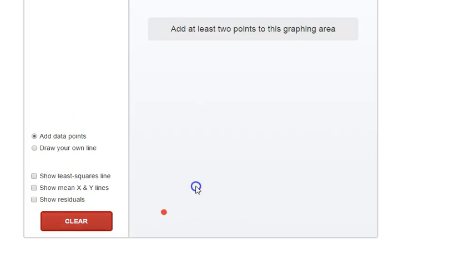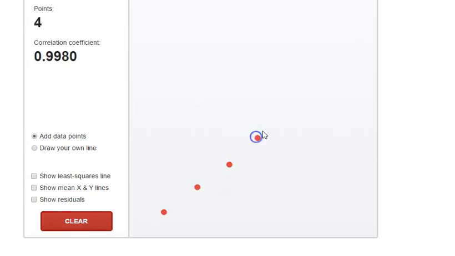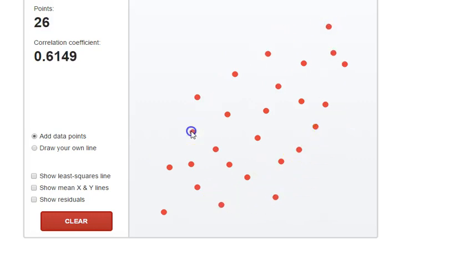So here, notice, this would be a perfect, perfectly strong correlation. Let's put some more scatter in here. So as we add some scatter, notice the correlation is going down. Okay, we're scattering it a little more. We can still see an upward trend, but it's weakening. Okay, scatter a little bit more. Still an upward trend, but weakening.